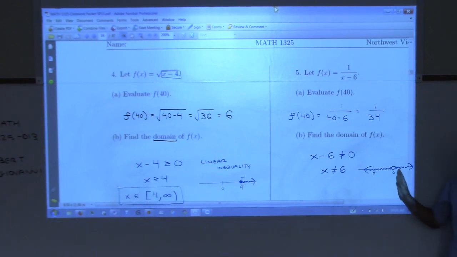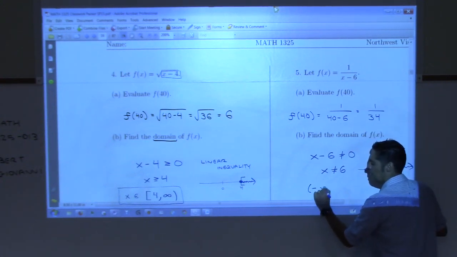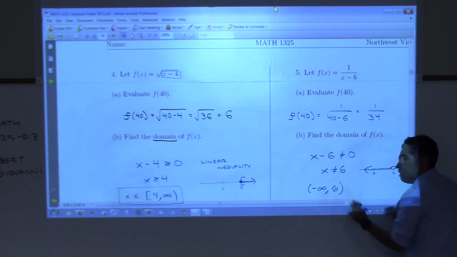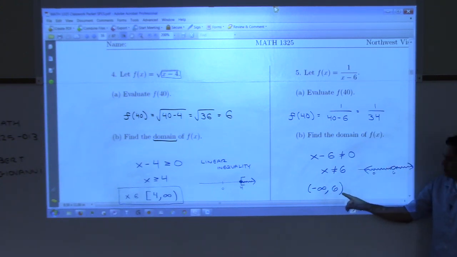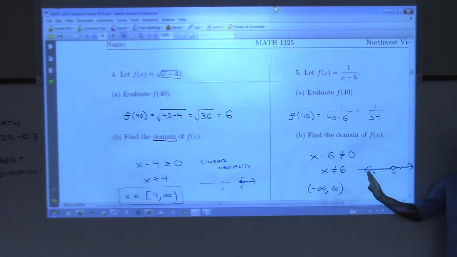So how do I say everything to the left of 6, not including 6? How do I write that in an interval? I'm talking about everything on this side. Parenthesis, negative infinity, comma 6, and then another parenthesis. Why parenthesis and not bracket? Because it's not equal. You don't want 6, so the parenthesis leaves the 6 out. Do y'all see that this right here takes care of everything to the left of 6? Okay, now we need everything to the right of 6.